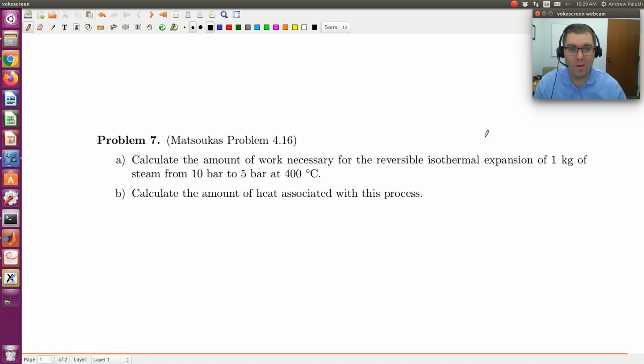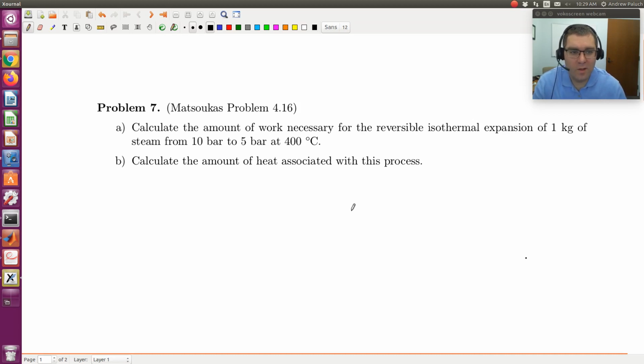Alright, let's take a look at problem 7. Calculate the amount of work necessary for the reversible isothermal expansion of 1 kilogram of steam from 10 bar to 5 bar at 400 degrees C, and then calculate the amount of heat associated with this process.